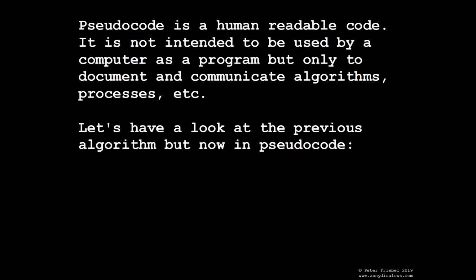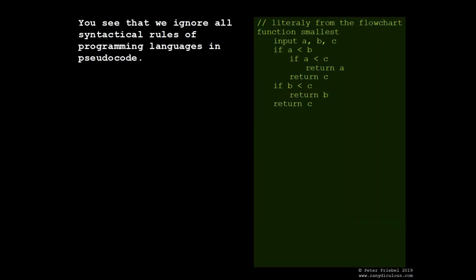Let's have a look at the previous algorithm, but now in pseudocode. As you can see, we ignore all syntactical rules of programming languages in pseudocode. So how do we read pseudocode? This little code here is doing exactly the same as the flowchart. The only difference being, instead of start and end, I created a function. But I could just as well have written start here and end there. But for now I create a function that is called smallest.